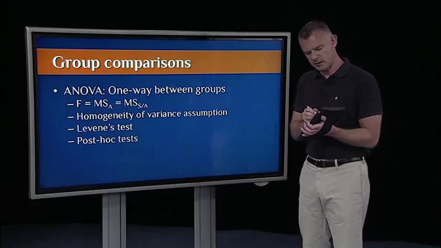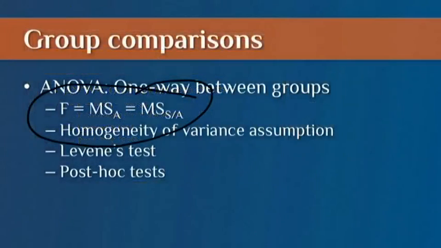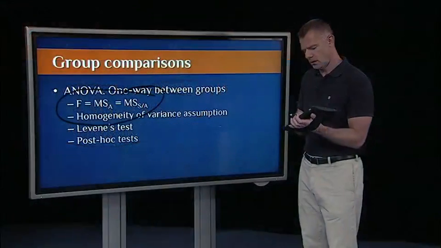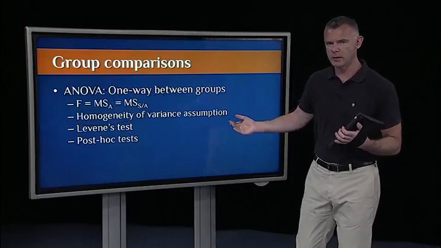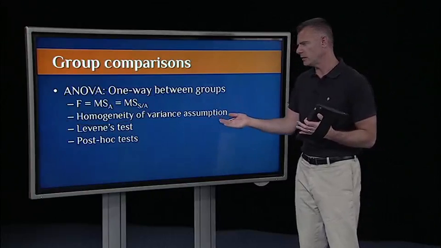And the key statistic there was the F ratio, or F test. That's just the mean squares or variance between groups over the mean squares or variance within groups. So S with an A was subjects within groups. Remember, we also had the homogeneity of variance assumption there. We tested it with Levene's test.